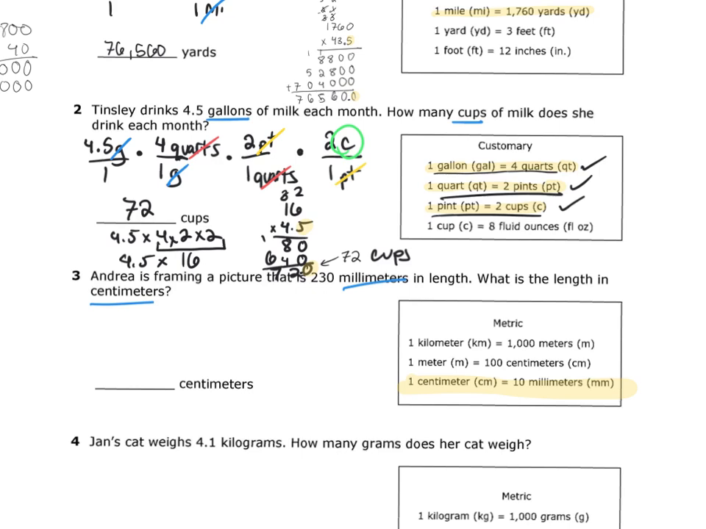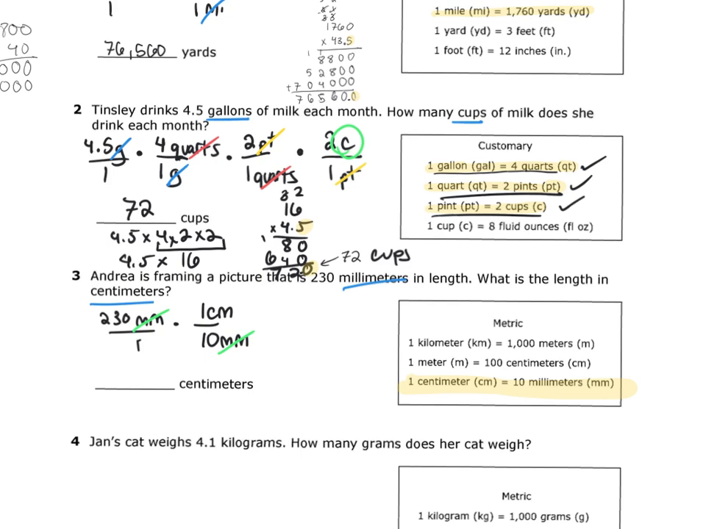So let's now write down what we have. We have 230 millimeters, and I'm using the abbreviation mm for millimeter. I need a unit rate that has millimeters in the denominator. So I know from my rate down here that 1 centimeter is equal to 10 millimeters. And again, if I wanted, I could put a 1 down here. Well, let's analyze our units now. I see I have millimeters here and there, so I can simplify that.